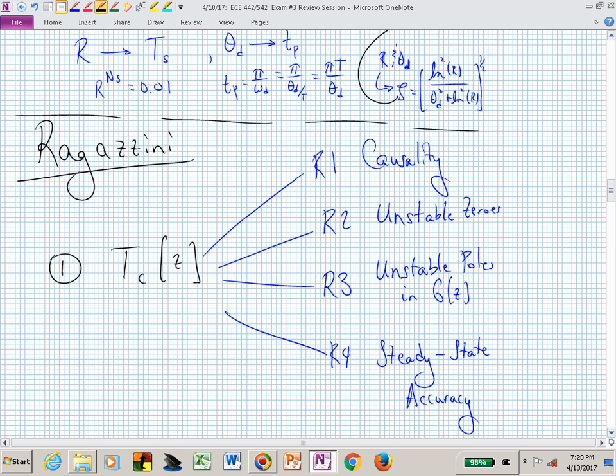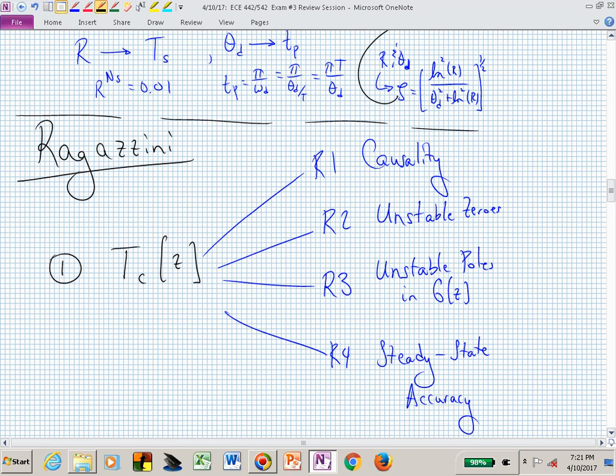So here's our Ragazzini design. With the Ragazzini design, we're trying to find an acceptable closed-loop transfer function, T sub c of z. And on the exam, I'm probably not going to have you find the resulting controller. The hard part is producing T sub c of z. The other is basically algebra, to plug it into the design formula.